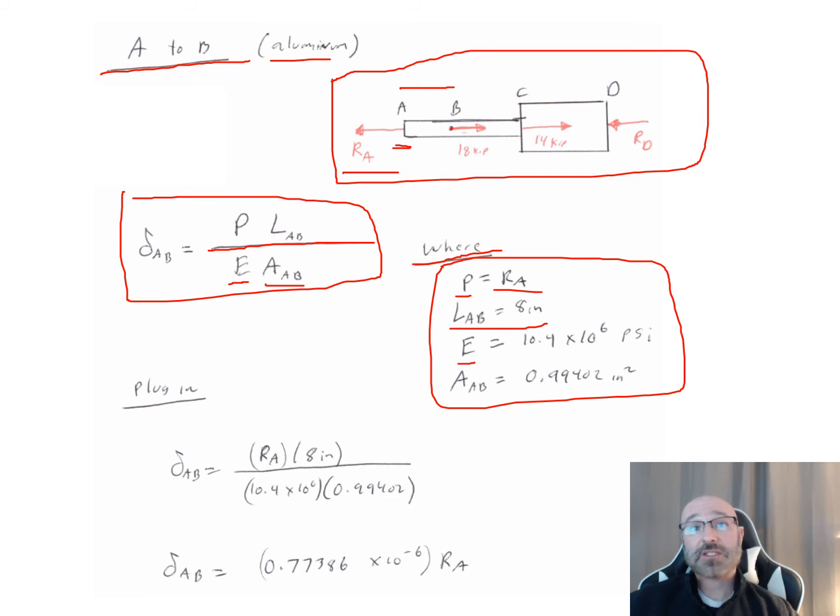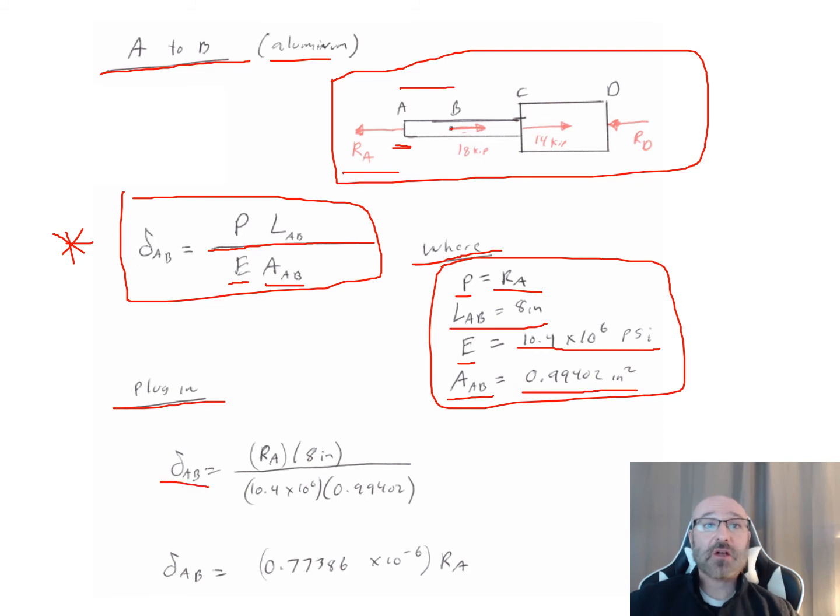My modulus of elasticity is 10.4 times 10 to the 6 in units of psi, and I just calculated my area of AB to be 0.99402 inches squared, because that's for the whole rod AC. So AB is the same diameter, same cross-sectional area all the way across. So I can take this information and plug it back into this general governing equation here.